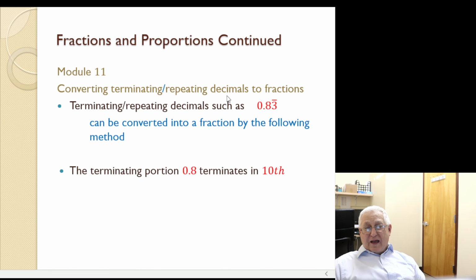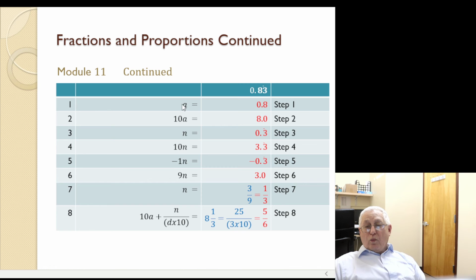Terminating-repeating decimals such as 0.83 bar 3, where the 3 goes on and on forever, can be converted into a fraction by the following method. The terminating portion is 0.8, which terminates in tenths. So what we're going to do is say A equals 0.8. That's our terminating portion. And it terminated in tenths, so we're going to say 10A equals 8, right?